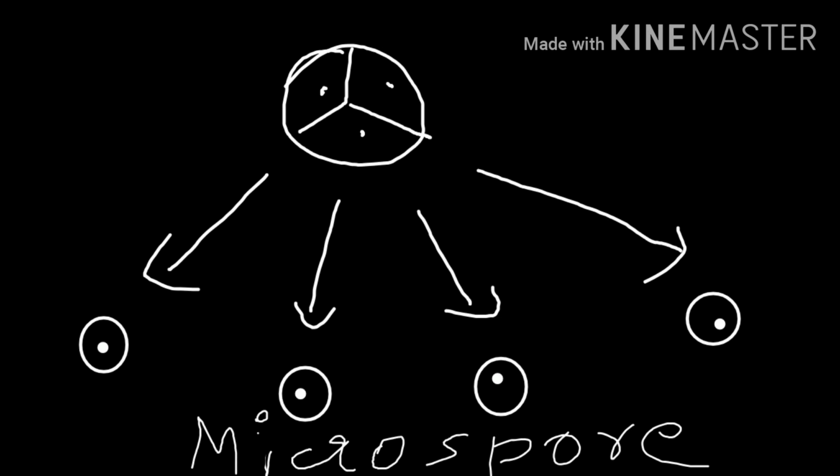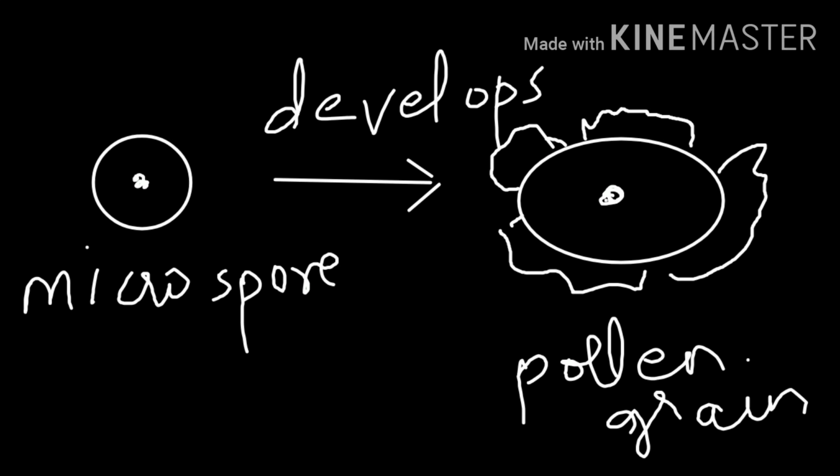As you can see on screen, there is a tetrahedral type of microspore. Each microspore will get separated by callase enzyme, and this enzyme is secreted by the tapetum layer of the anther. Now on screen you will see the structure of the microspore, which will develop and form a pollen grain. Each microspore will develop into a pollen grain.